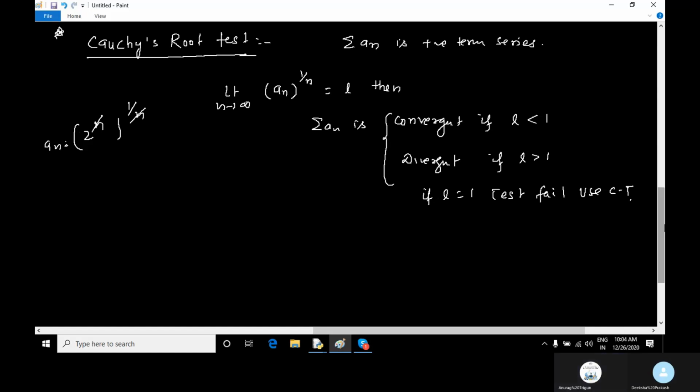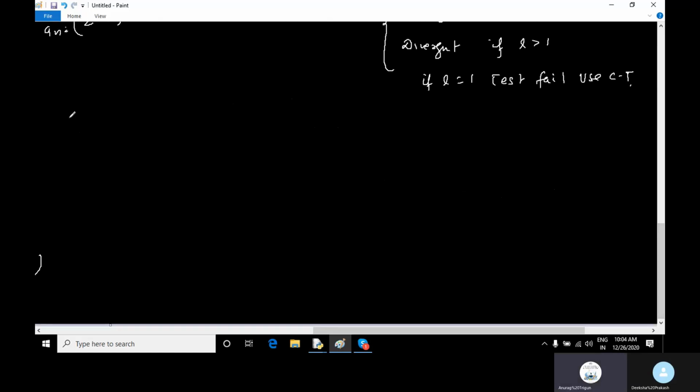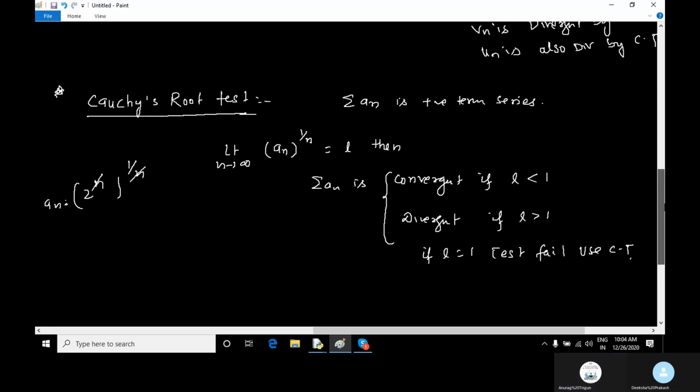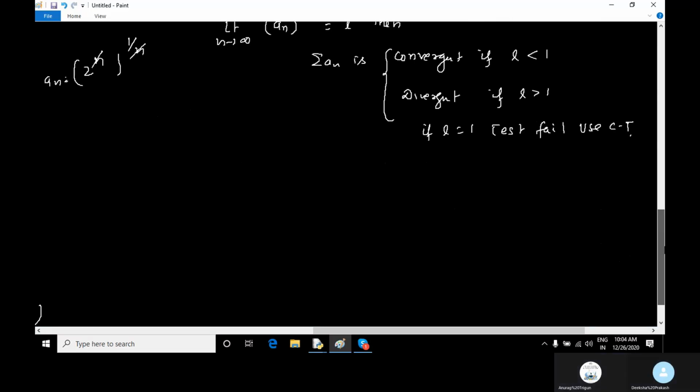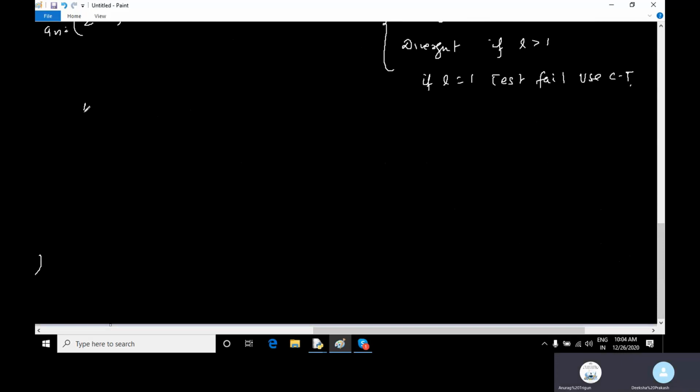Okay, I'll take an example later. The last one I will also finish. Another two tests are there. Cauchy's test is one, and another is D'Alembert's ratio test.